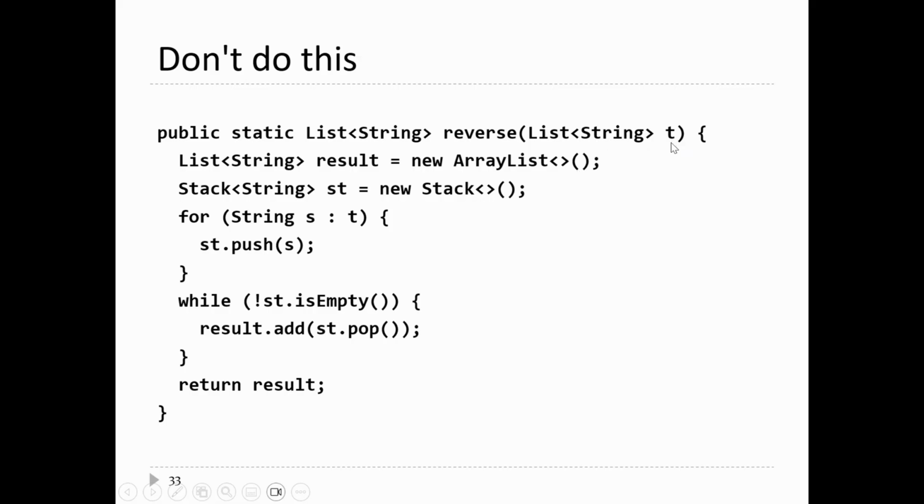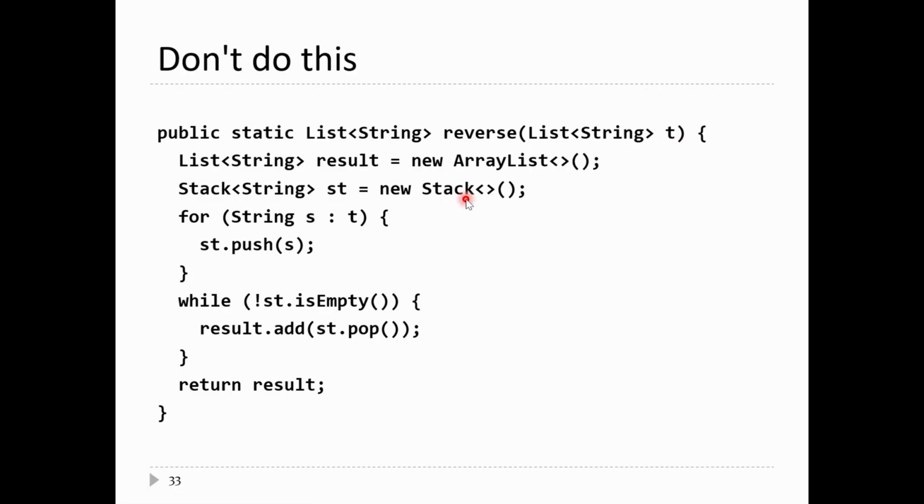So I'm going to reverse this list T. And instead of reversing the list in place, I'm going to return a new list containing the elements of T in reverse order. First of all, I'm going to make a new list to hold the reversed list. I'm going to try to leave T intact, so I'm not going to change T.